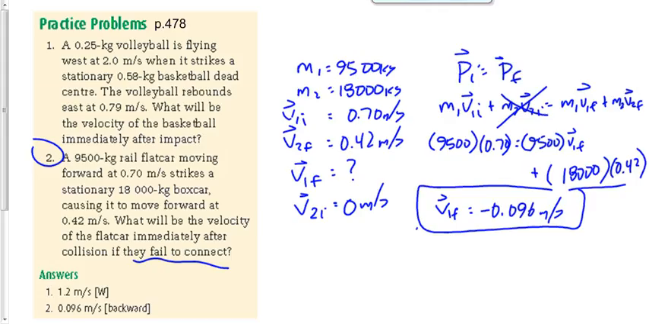Playing football, and small guy runs up against the big guy. What happens? Big guy goes back a little bit, but the small guy bounces off him. He goes backwards, right? Right? How many people got that? Okay, not bad, not bad.